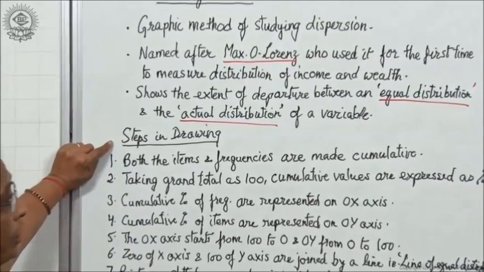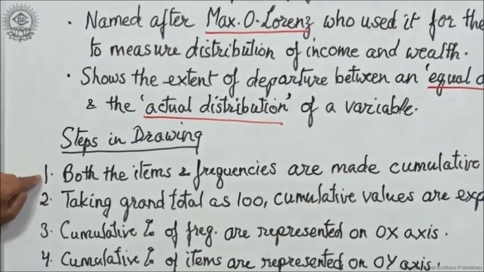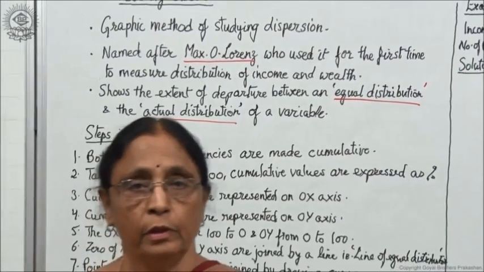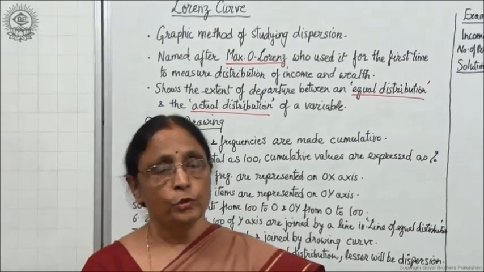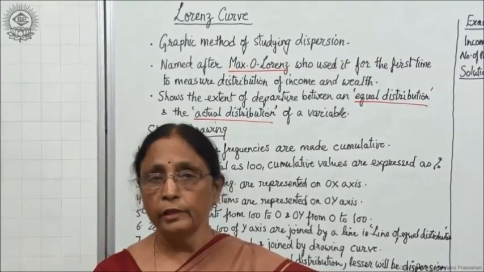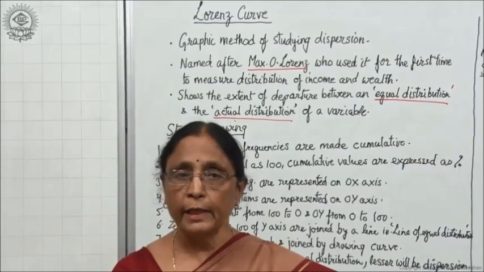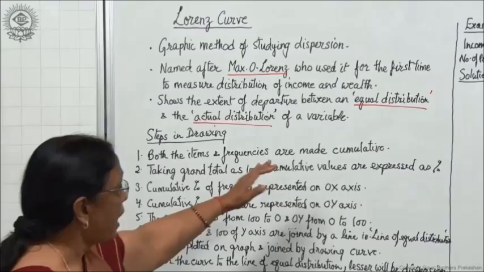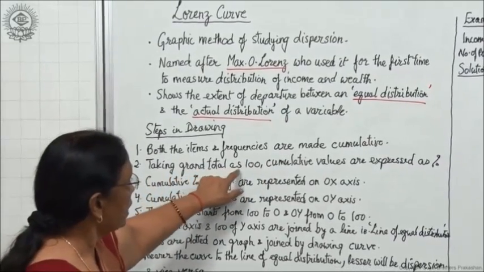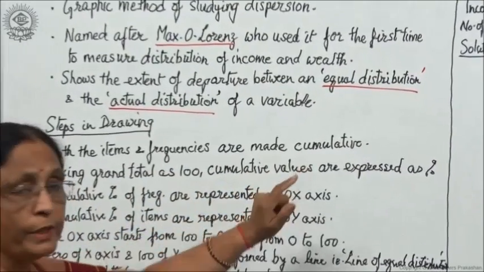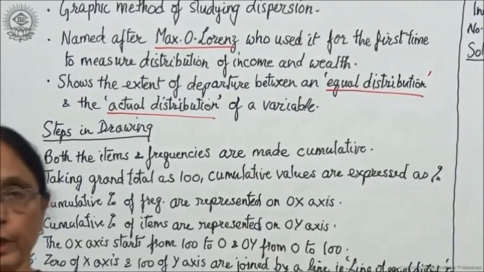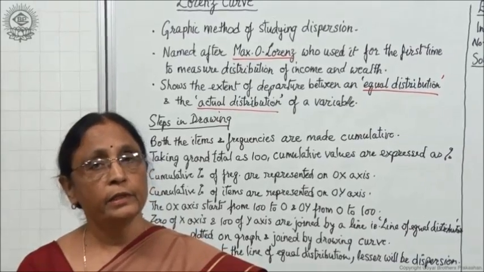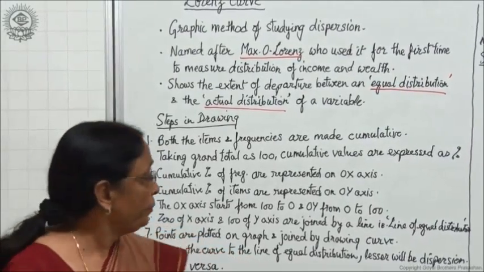Now what are the steps in drawing the Lorenz curve? First, both the items and frequencies are made cumulative. You know the term cumulative. So both the items and the frequencies, that means x and f, are made cumulative, that is, added up. Taking the grand total as 100, cumulative values are expressed as percentages. So the cumulative total is taken as 100, and that is expressed in percentage.